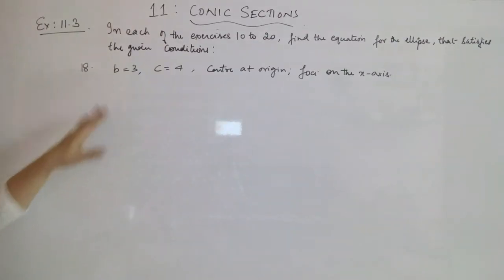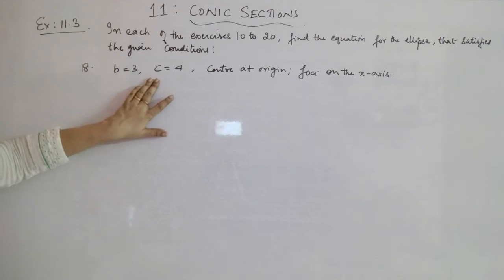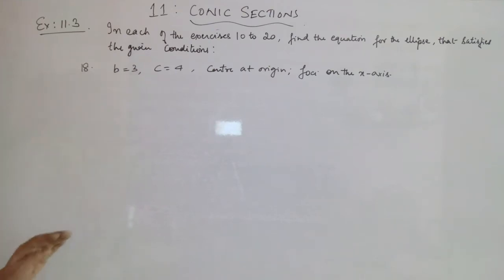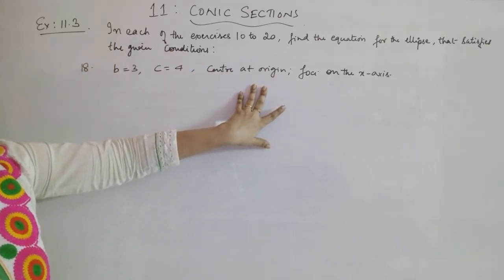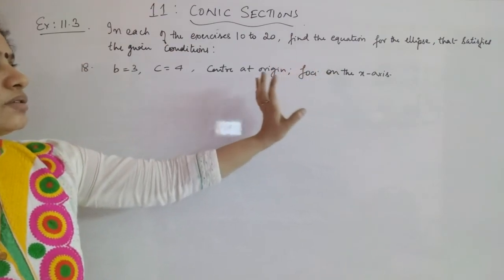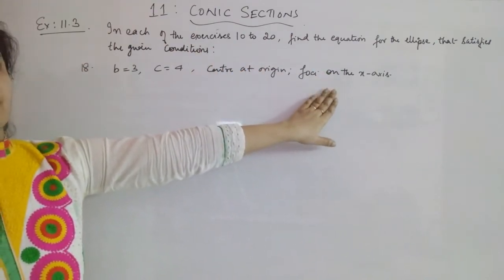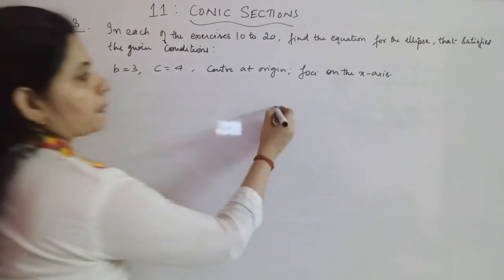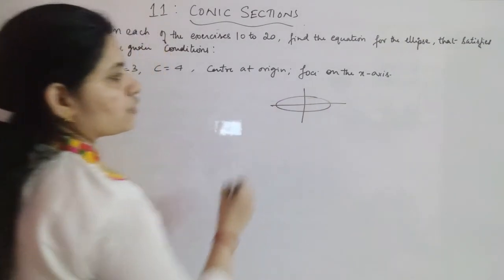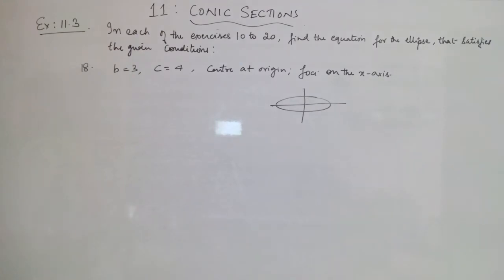Question number 18: b is equal to 3, c is equal to 4, center at origin and foci on the x axis. So b and c are available, means directly you can find out a. But the important thing is you have to first recognize which type of equation you have to use. For that, center is origin, that is only you are studying, so that is of no use now. This is of use, that is foci is on the x axis, means the equation should have this form, that means x square by a square plus y square by b square equal to 1.